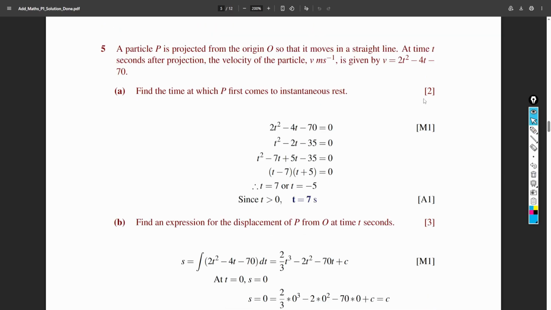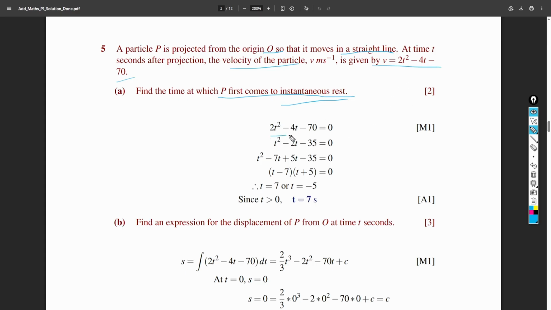So in this question, we have a particle that's projected from origin O, so that it moves in a straight line. At time t seconds after the projection, the velocity of the particle is given by this expression. And we need to find the time at which P first comes to instantaneous rest. So since it's in the velocity formula and we need to find it when it comes to instantaneous rest, we simply set it to 0.